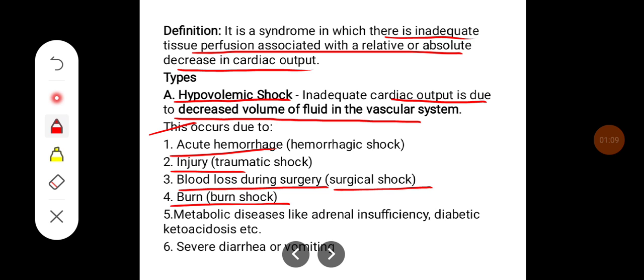It occurs after the burn because of the loss of extracellular fluid, which is called as burn shock, and can occur in metabolic diseases like adrenal insufficiency, diabetic ketoacidosis, etc., and in severe diarrhea or vomiting.